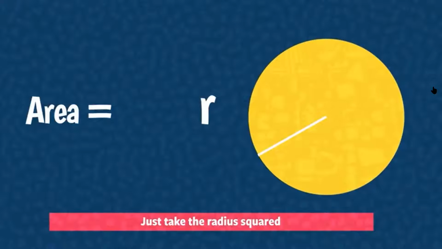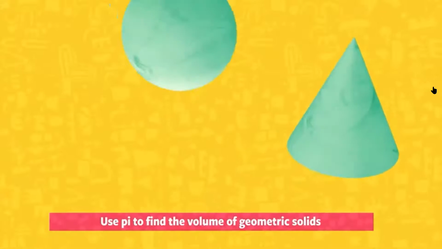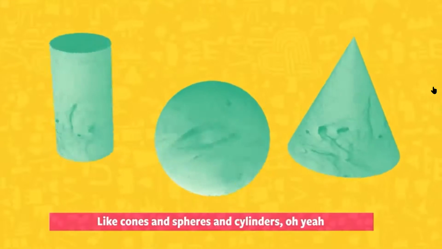Just take the radius squared times pi and you got it right there. Use pi to find the volume of geometric solids like cones and spheres and cylinders.